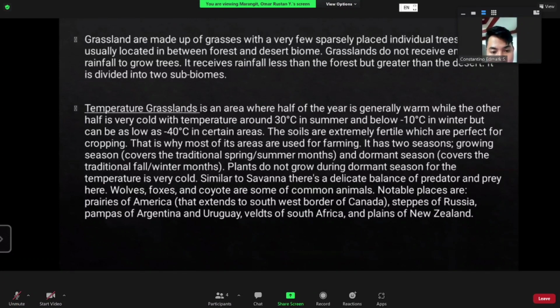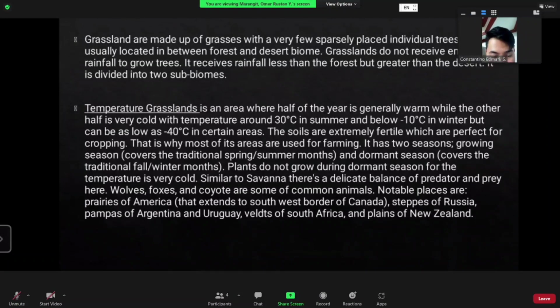It has 2 seasons. Growing season covers the traditional spring-summer months, and dormant season covers the traditional fall-winter months. Plants do not grow during dormant season because the temperatures are very cold. Similar to savanna, there's a delicate balance of predator and prey here. Wolves, fox, and coyote are some of the common animals.